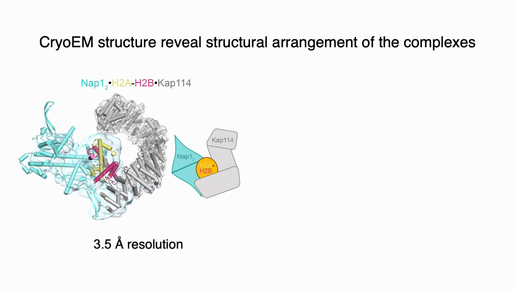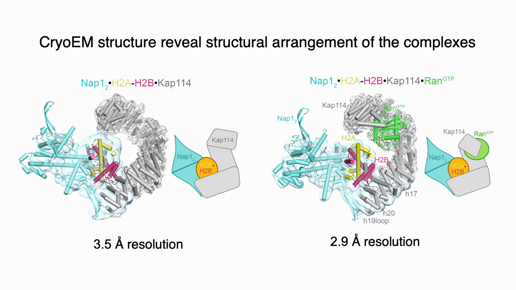We solved the 3.5 angstrom resolution Cryo-EM structure of the ternary Nap1 H2A-H2B Kap114 complex, which likely represents the cytosolic form of the import complex. In this complex, H2A-H2B can be seen found between the importin and the Nap1 dimer. We also solved the structure of the nuclear form, the quaternary complex with RanGTP, to 2.9 angstrom resolution. Here, Kap114, H2A-H2B, and Nap1 are arranged similarly as in the cytosolic complex.